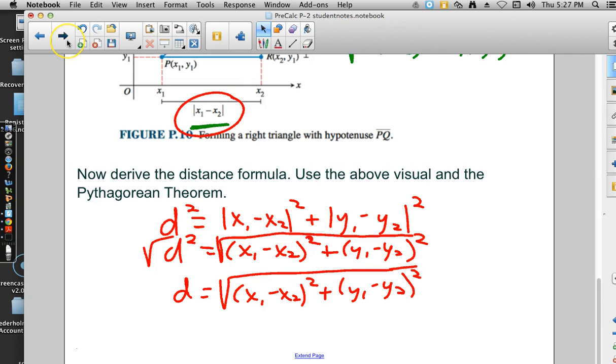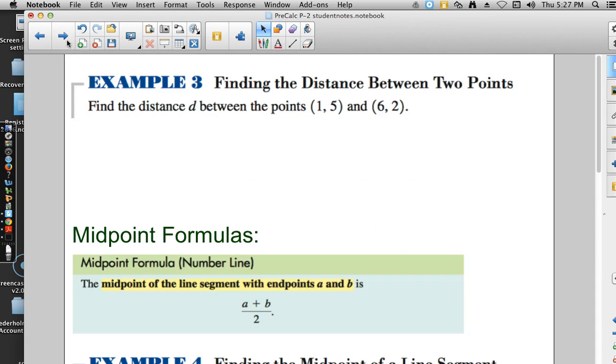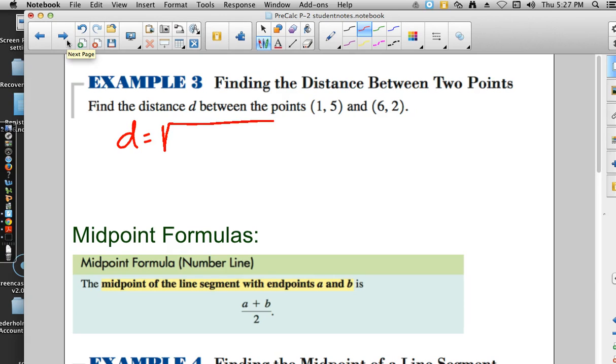So let's go to example 3. Finding the distance between 2 points. Find the distance d between the points (1, 5) and (6, 2). So this is two-dimensional, and that means I'm going to use my little formula. D equals the square root of x sub 1 minus x sub 2 squared plus y sub 1 minus y sub 2 squared. So let's see what we get.